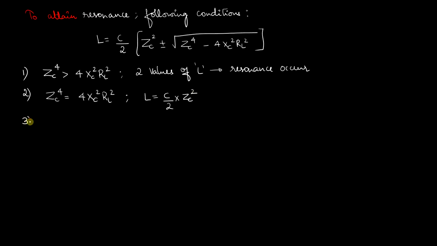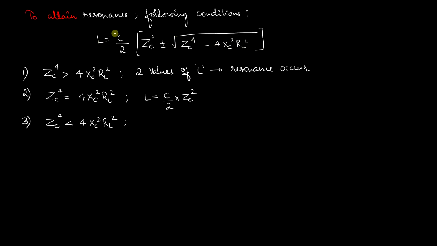Now let us look at the last case. When Zc to the power 4 is less than 4xc square into RL square. Now if you consider this value to be very very less, then obviously you will get square root of minus this value. So if you get a term under the square root to be minus, you will always get an imaginary term here. That is the second half of this particular equation.